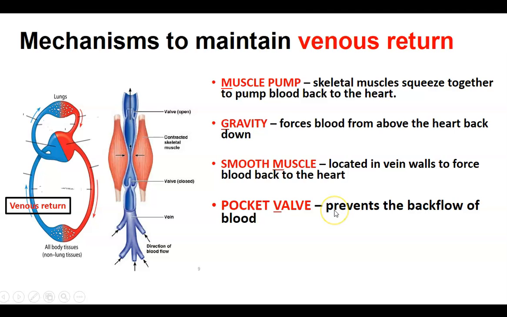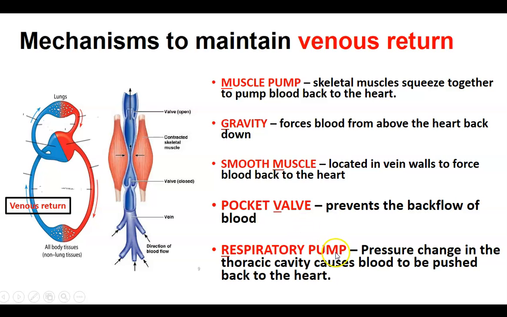Penultimate one is something called pocket valves. Now, you'll all have an understanding of valves. If you have a look at this diagram over here, when the blood is coming back up, as you can see on this valve here, the valves snap shut. As soon as the blood goes through, they snap shut. Because of that, they prevent that backflow of blood I was talking about, because if they weren't there, the blood, being such low pressure, could end up coming back down this way.